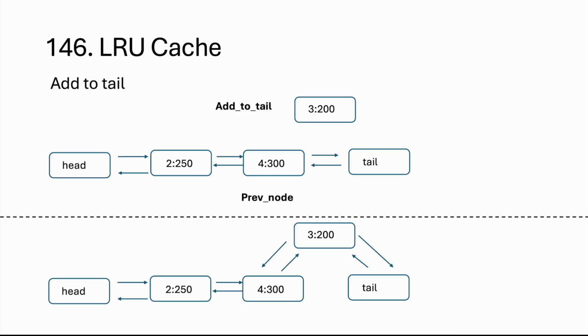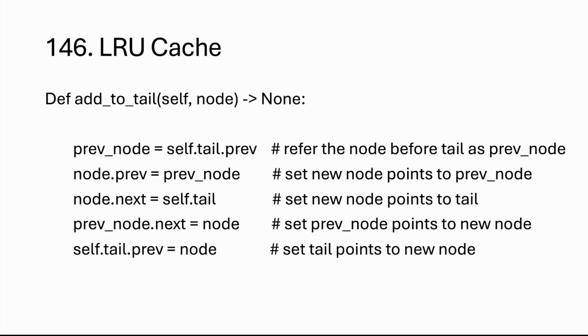How can we achieve the add to tail function? Let's say in this example, we want to add node 3200 to tail. We should first refer to the node before tail as the previous node, and then we set the new node to point to the previous node, and set the new node to point to the tail node. At the end, we set the previous node to point to the new node and set the tail to point to the new node as well. This is the coding part.